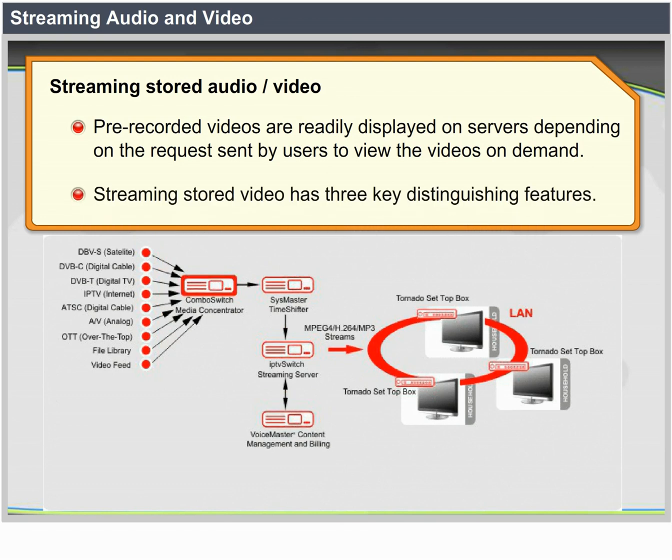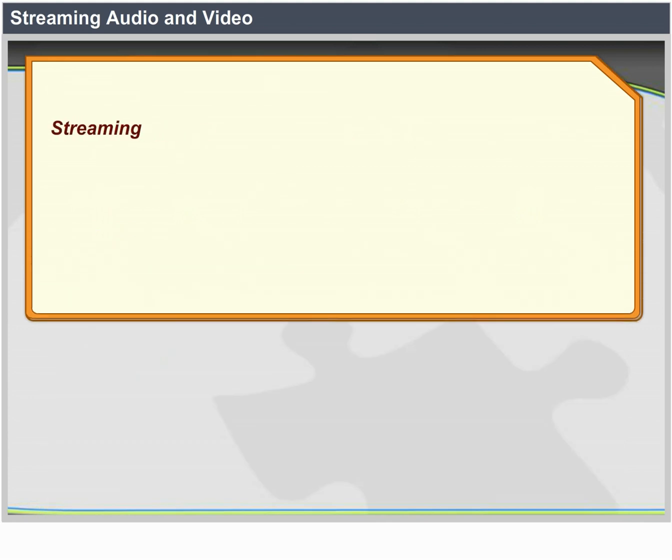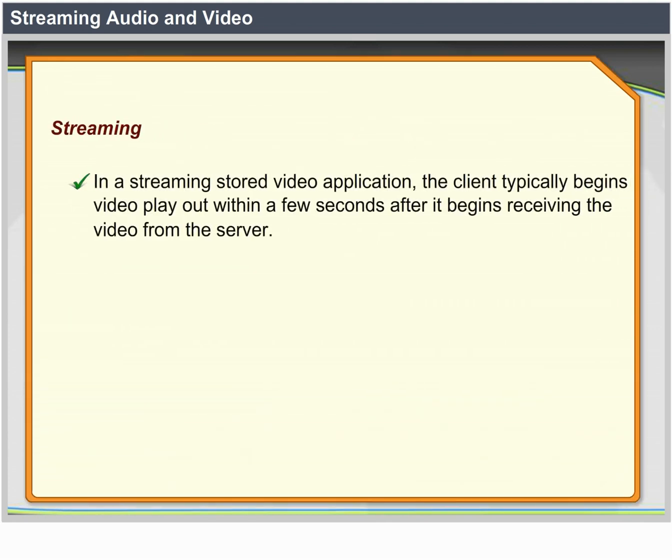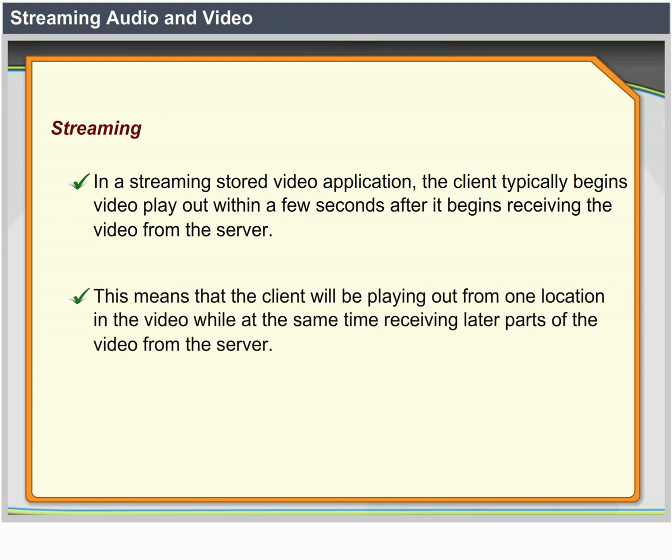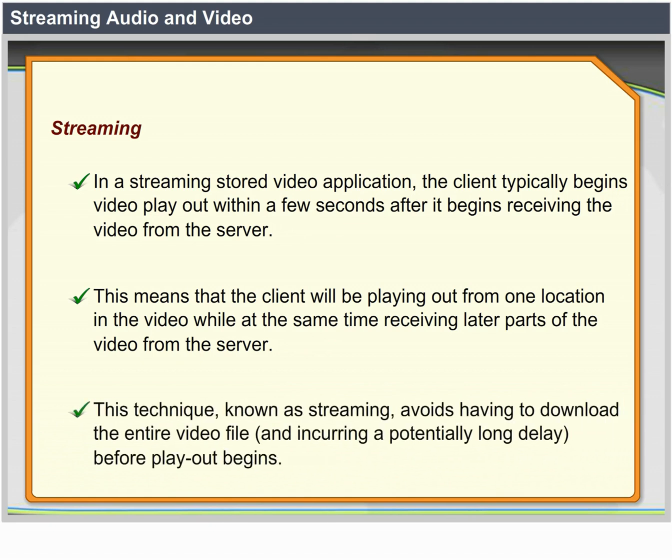Streaming stored video has three key distinguishing features. Streaming: in a streaming stored video application, the client typically begins video playout within a few seconds after it begins receiving the video from the server. This means the client will be playing out from one location in the video while at the same time receiving later parts of the video from the server. This technique, known as streaming, avoids having to download the entire video file and incurring a potentially long delay before playout begins.